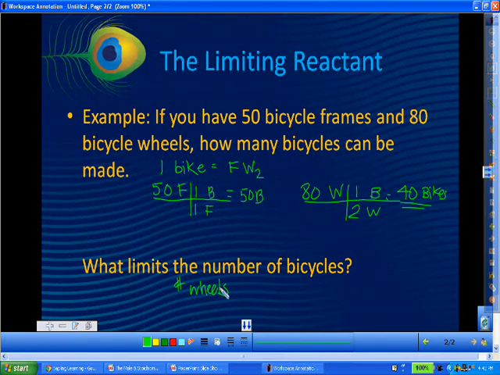And so we'll see a calculation later where it asks us to find the amount of grams that are left over. And so you can calculate the excess really easily. For this one, we know that we have 50 frames, but if we can only make 40 bikes, we will only need to use 40 frames. And so that will tell us how many we have extra. And so we have 10 frames extra. So that is our excess.